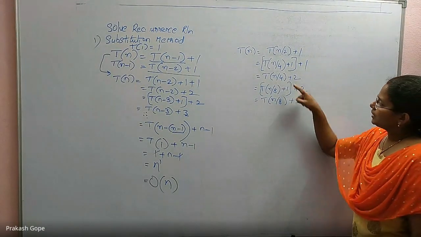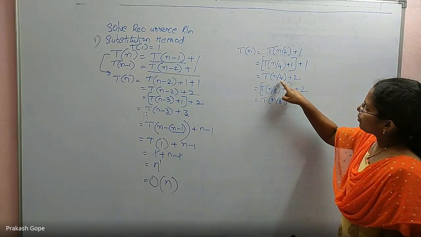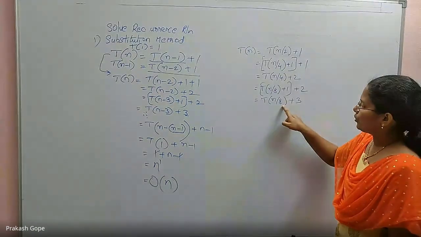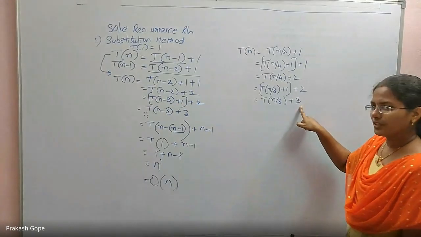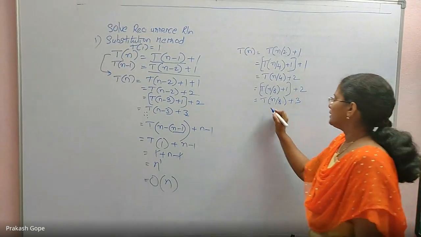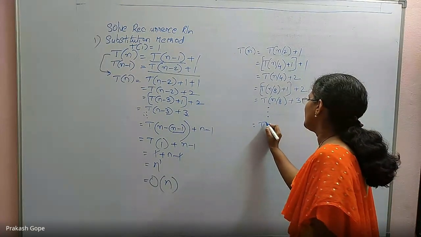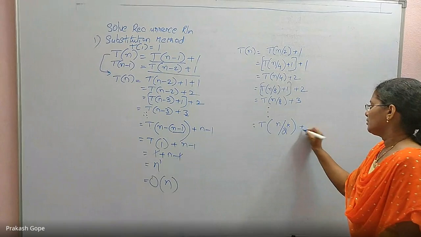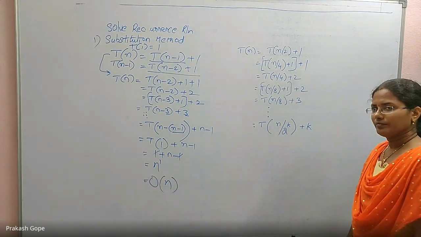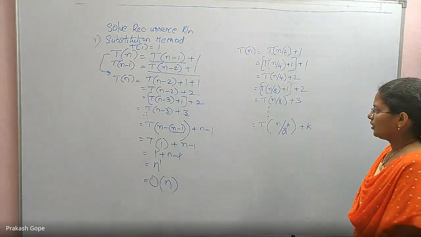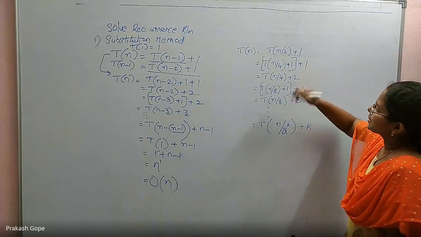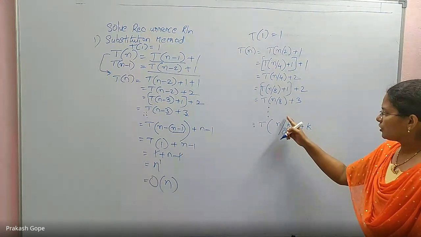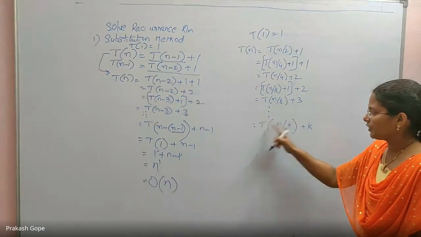Now if you observe, T of n by 4, which means 2 square, 2 square is there, then this is 2 cube. That power is here. So if you go on like this, there will be a stage where T of n by 2 power k plus k. It is growing like that. But I should go towards the exit step, right? Where T of 1 is 1, which means these two should get cancelled. That's when I will say T of 1.